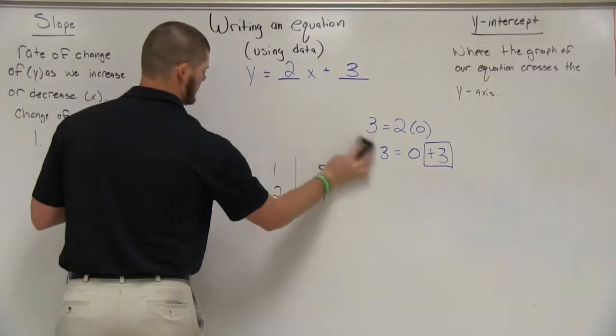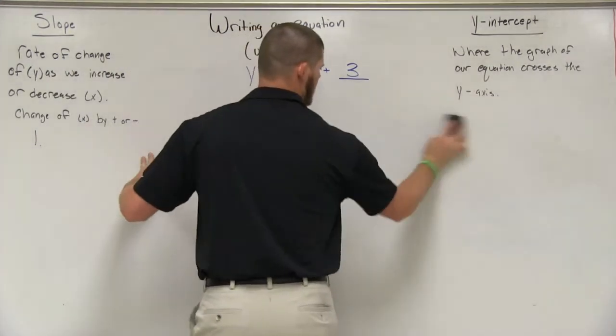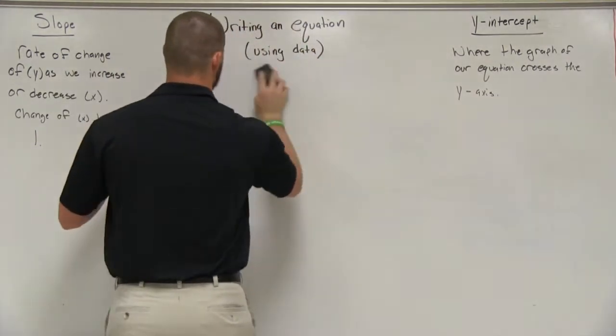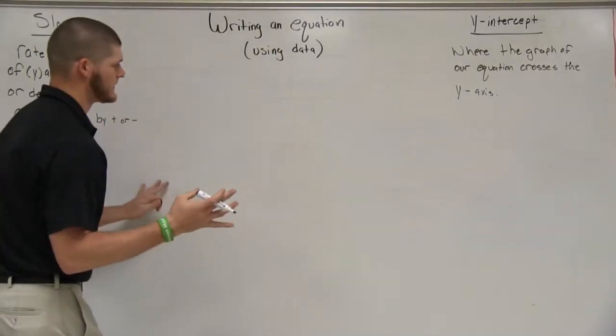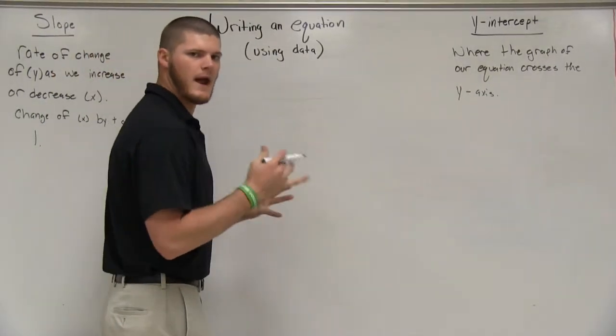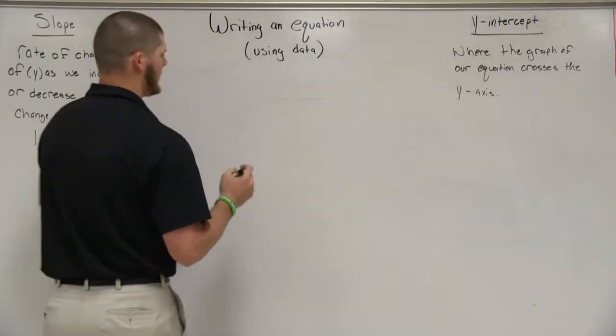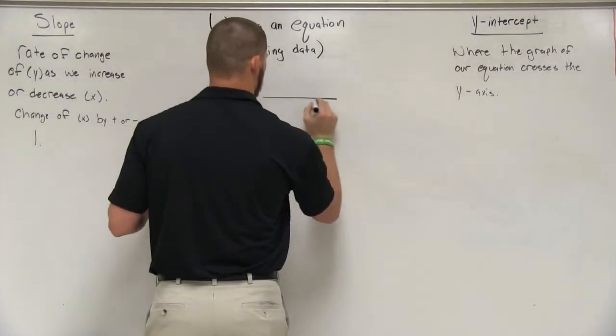But let's look at another one. We're going to use another set of data and find another equation. Now we're going to look at another example where maybe we don't have an increase of 1 in our x, and we have to do something different.